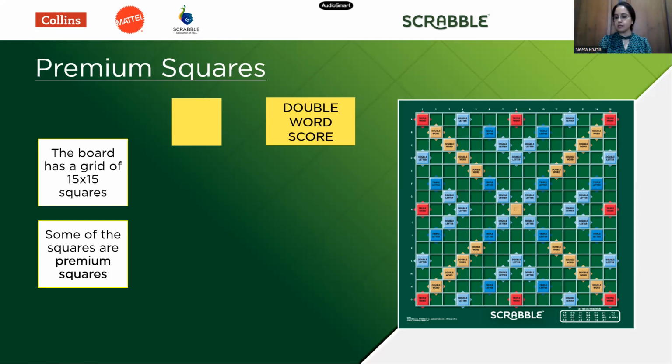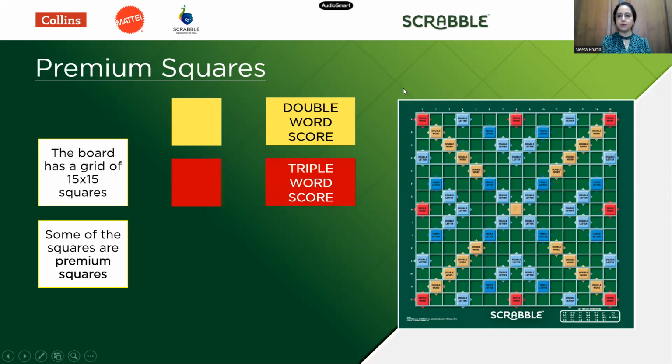Now, if we were to play the word cat, and let's take the center star over here, which is a double word score. If we place the tile C over here, C has 3 points, plus 1 for A, that's 4, plus 1 for T, that's 5. 5 multiplied by 2 will be 10 points for the word cat if it comes on a double word score.